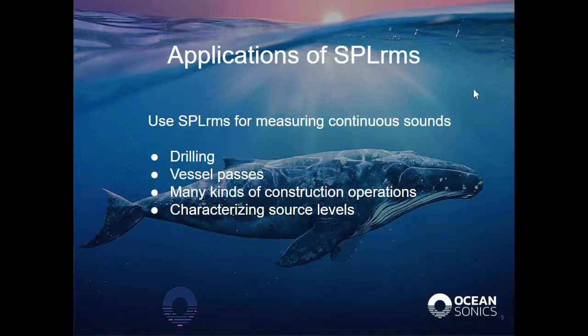Neat. So a time when you might use SPL RMS for measuring sound is for continuous kinds of sounds. As you could see in the example before, the RMS was a lot lower than the actual pulse peak. So impulsive, short duration sounds can get lost in the RMS measurement because RMS, being an average, is highly dependent on the time period over which it's calculated.